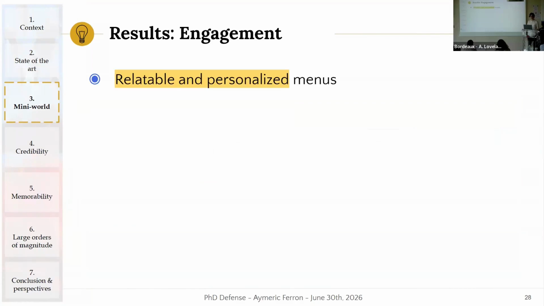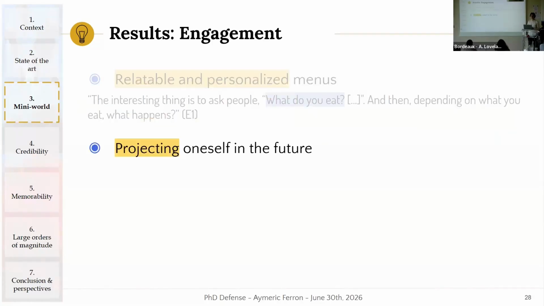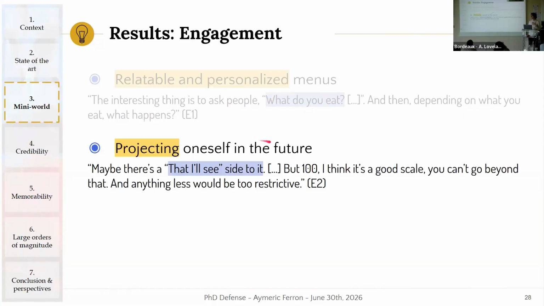So it has been appreciated that people could input relatable and personalized menus. Experts would say, okay, you could ask people, what do you eat? And then those people would answer that as inputs, and then they would test what are the impacts on the visualization. Then also, I noted an interesting behavior of one of the experts. She was projecting herself in the visualization. She was saying, okay, that I see a side to it, meaning that she was projecting herself at year 50 and not going further, because she said, okay, but I won't be there in more than 50 years. So she was really projecting herself in the visualization.